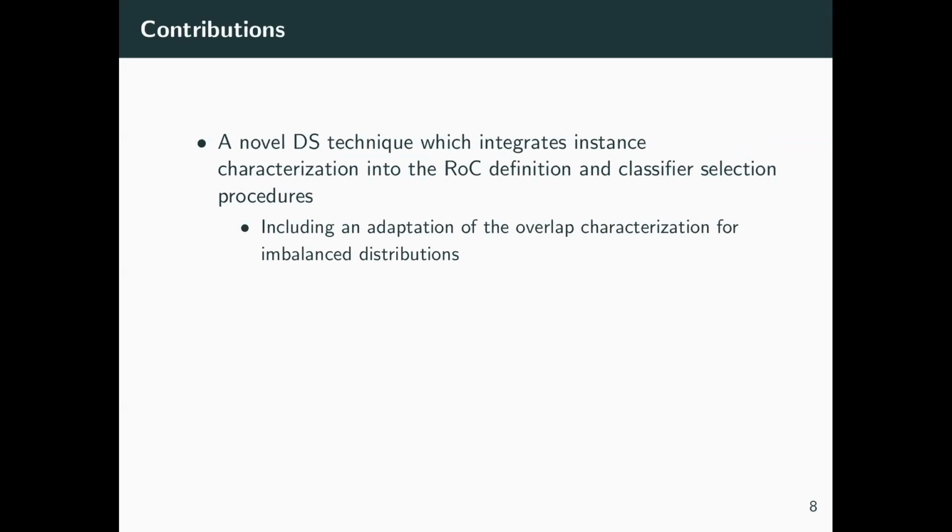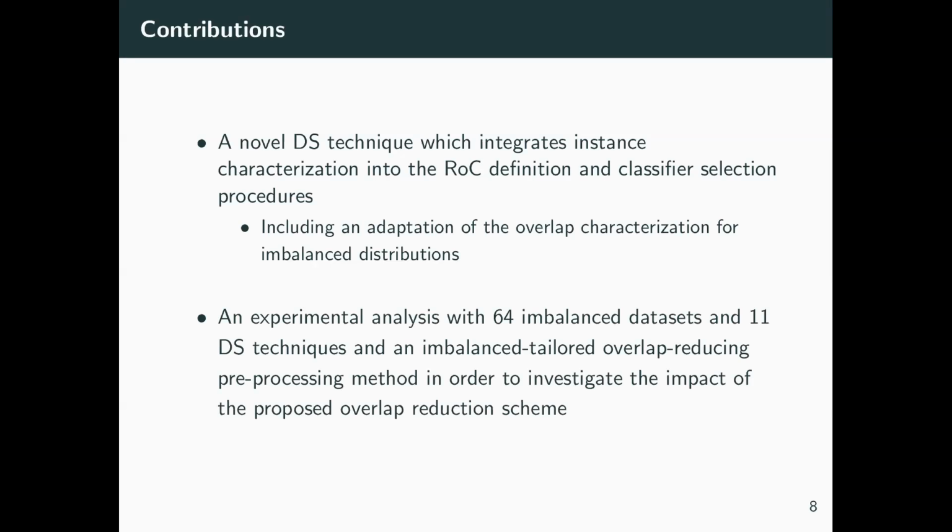So in this work, our contributions are the proposal of a dynamic selection technique with a built-in local overlap reducing technique, based on the characterization of the instances and also taking into account the proportion between the classes. And we performed an experimental analysis with 64 public data sets and 11 dynamic selection techniques, as well as a comparison with a pre-processing technique which reduces global class overlap.